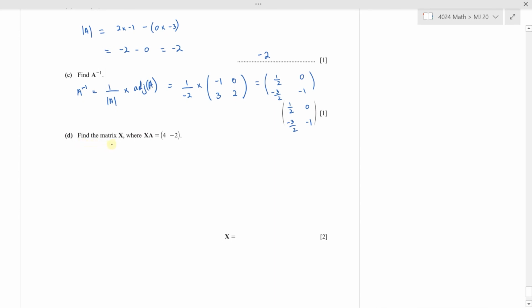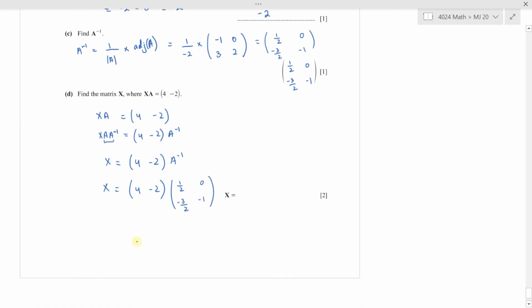The next part is find the matrix X where X times A is 4 minus 2. So you're given the equation X times A equals this matrix 4 minus 2. So if you have to find X, I will multiply by A inverse on both sides. So A times A inverse, 4 minus 2 times A inverse. So this will cancel out. So you will get X equals 4 minus 2 into A inverse. So X will be 4 minus 2 into A inverse, which is this value here, 1 by 2, 0, minus 3 by 2, and minus 1.